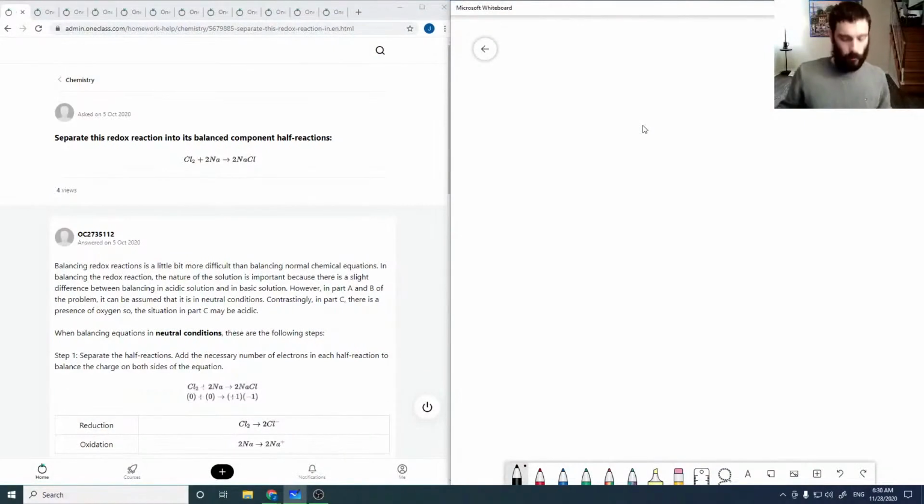And today I'm going to run through a few undergraduate, upper high school level chemistry questions. So here's our first one for today. Separate this redox reaction into its balanced component half reactions. So I'm just going to rewrite the reaction here.